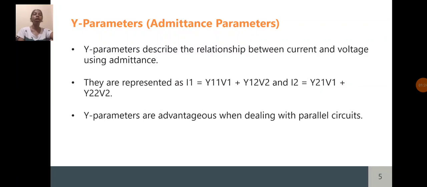Y parameters are admittance parameters. They describe the relationship between the current and voltage using admittance. They are represented as I1 = Y11 V1 + Y12 V2, and I2 = Y21 V1 + Y22 V2. Y parameters have advantages when dealing with parallel circuits.